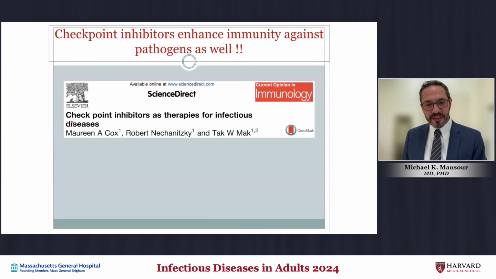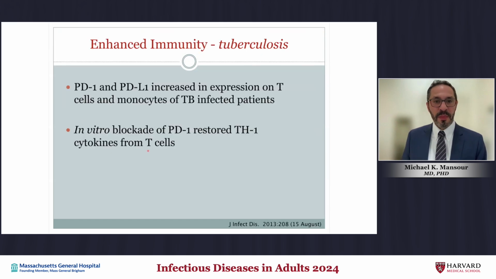Now, if you're enhancing T cell responses to get this fantastic response for cancer, can you do the same thing? This is just as an aside. Can you do the same thing for infectious diseases? Can you enhance T cell responses and get a really robust anti-pathogen response? And the short answer is absolutely yes. And so I'm going to show you just a series of examples where people have used checkpoint inhibitors to enhance responses to a variety of pathogens.